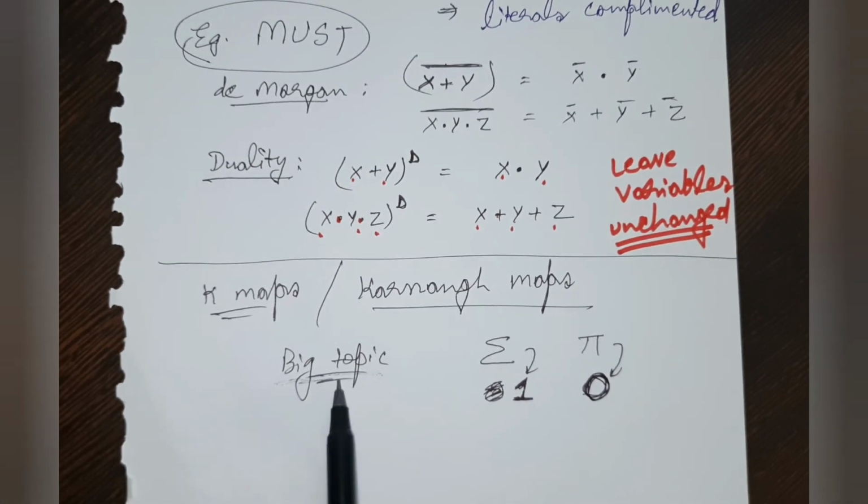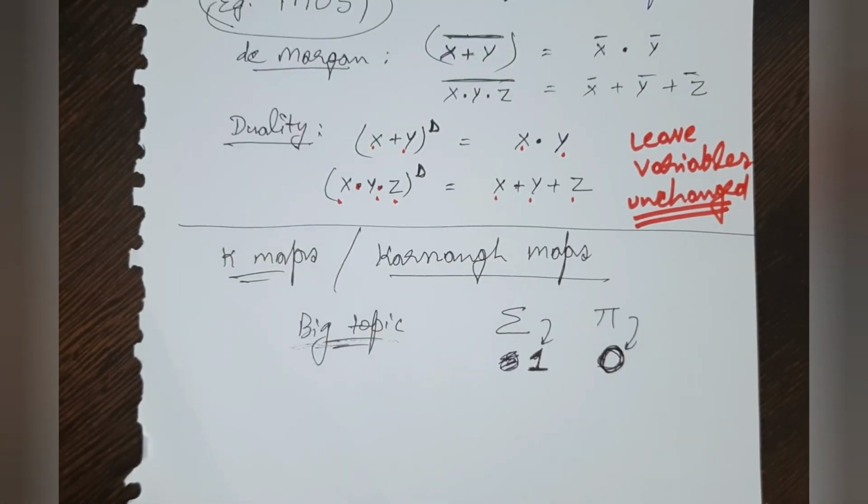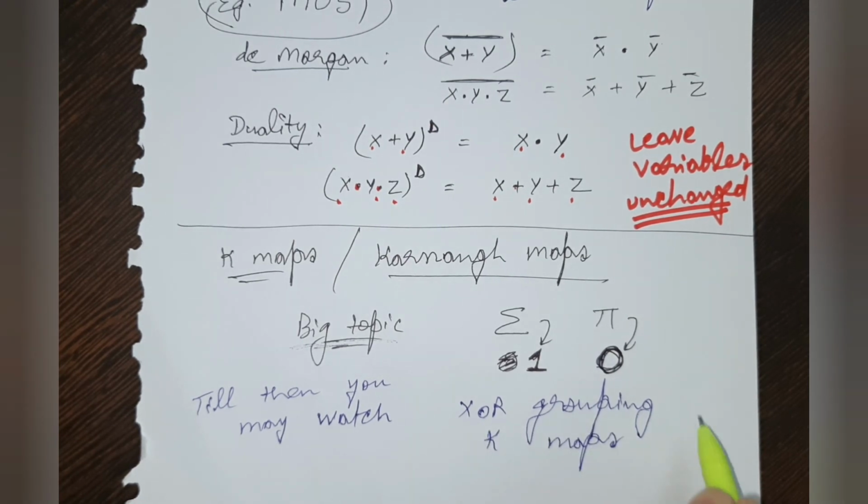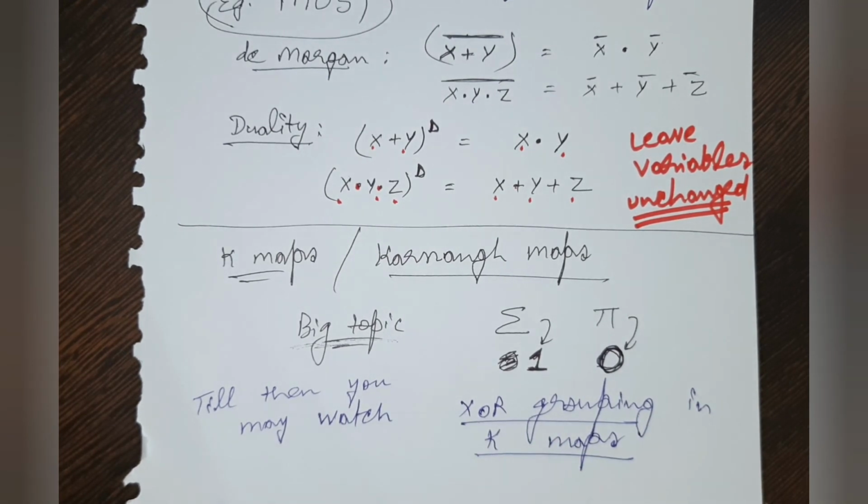Now the last subtopic, that is K-maps or Karnaugh maps. It is a very big topic and I shall cover it in a separate video. So there we shall study about this summation or sigma sign, pi sign, min terms, max terms. Until then, you can watch my another video on XOR grouping in K-maps.